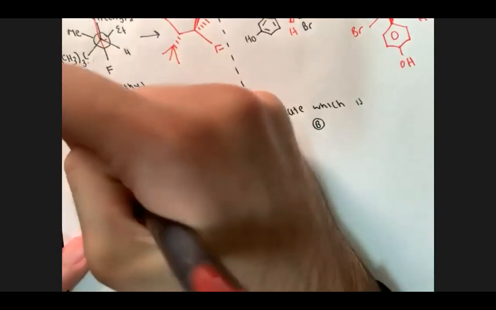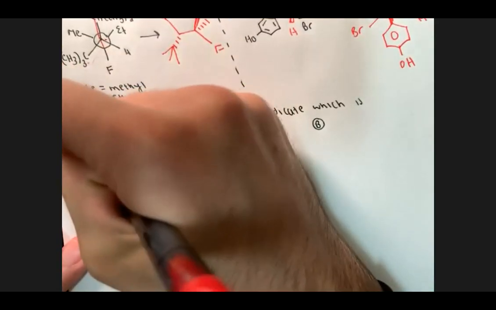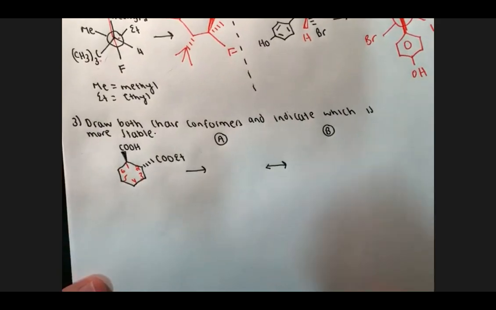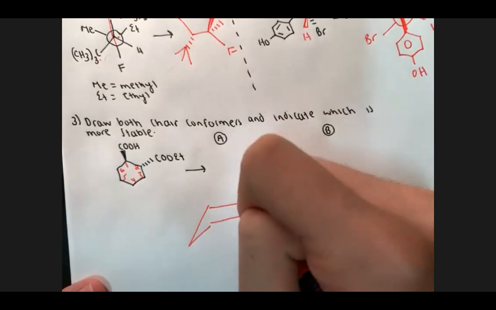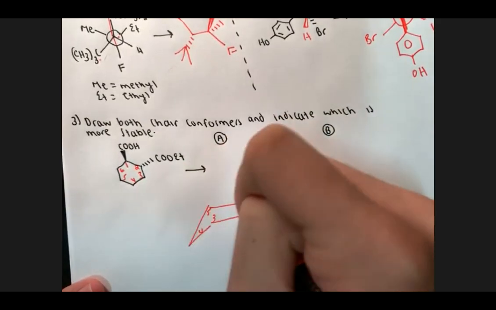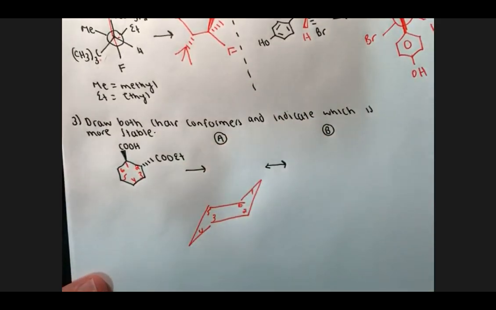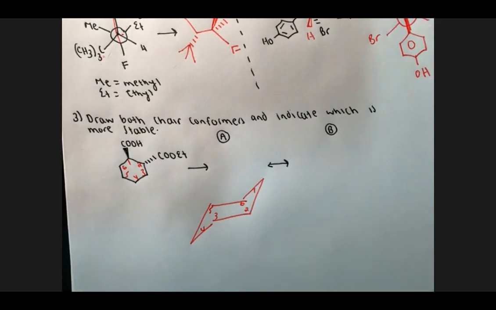So I'm just going to pick the top one to be 1 for fun. I don't really know why. I'm just going to pick that as such. And I'm going to draw my first chair conformer where carbon 1 is being pulled up and carbon 4 is being pulled down. Okay, so if carbon 1 is being pulled up and above the plane, then the stereochemistry of that substituent most definitely wants to be up.